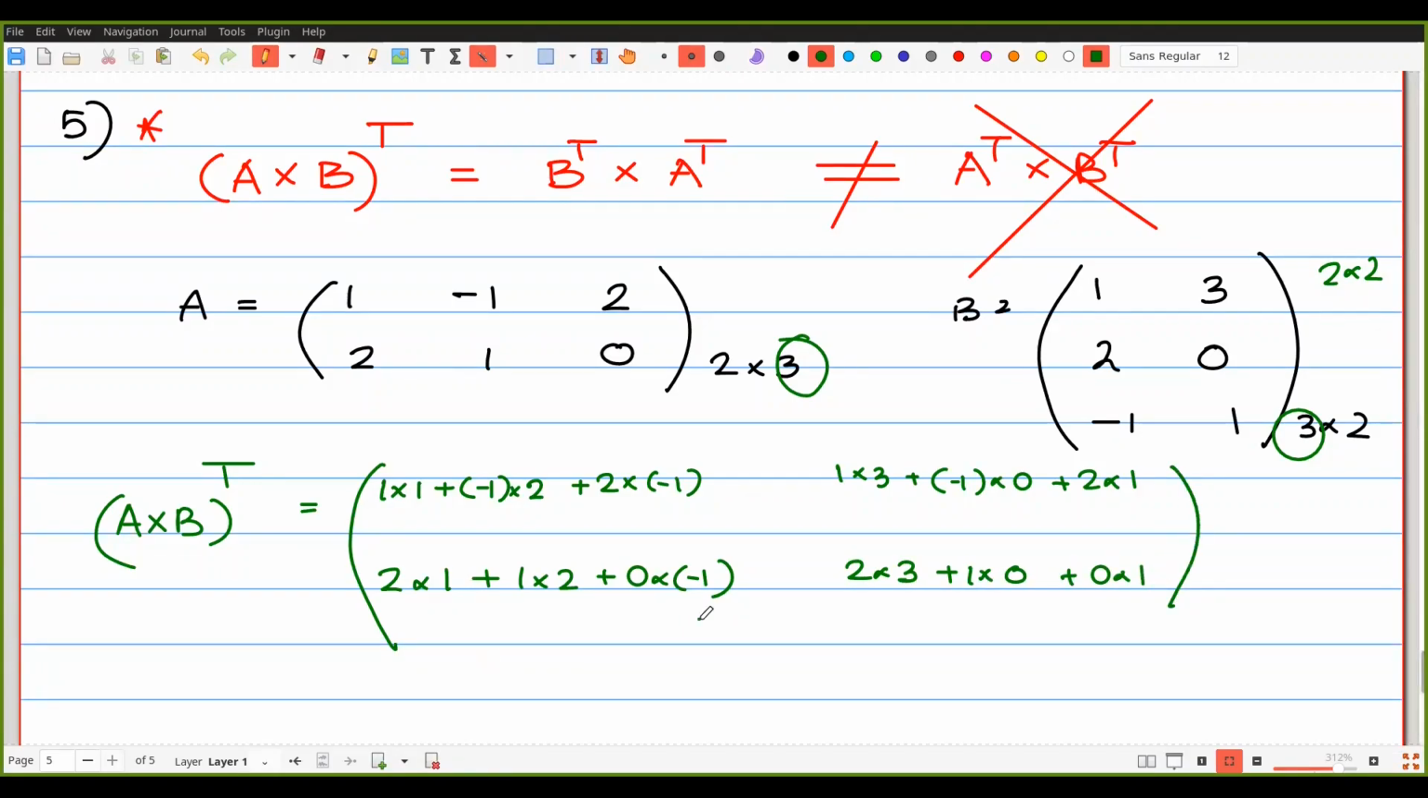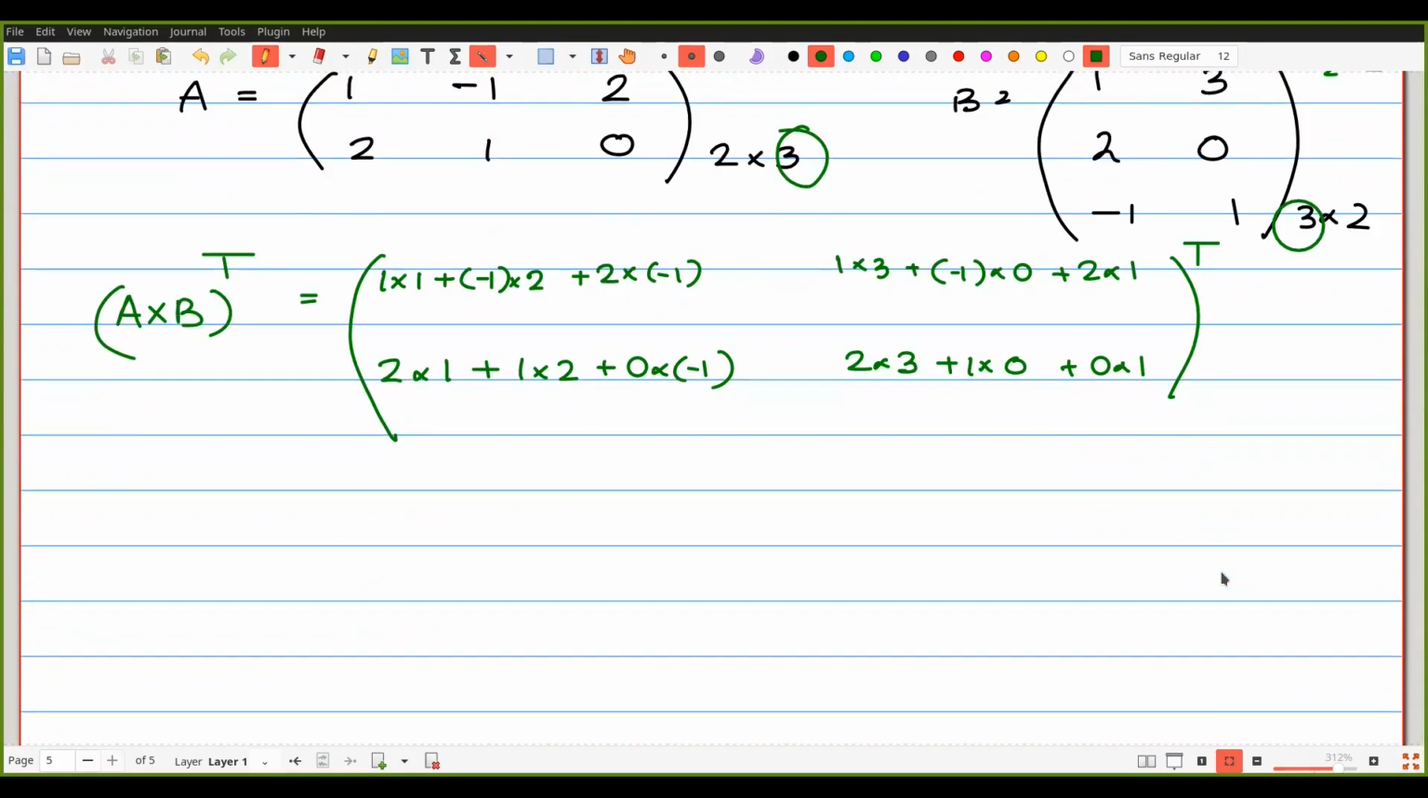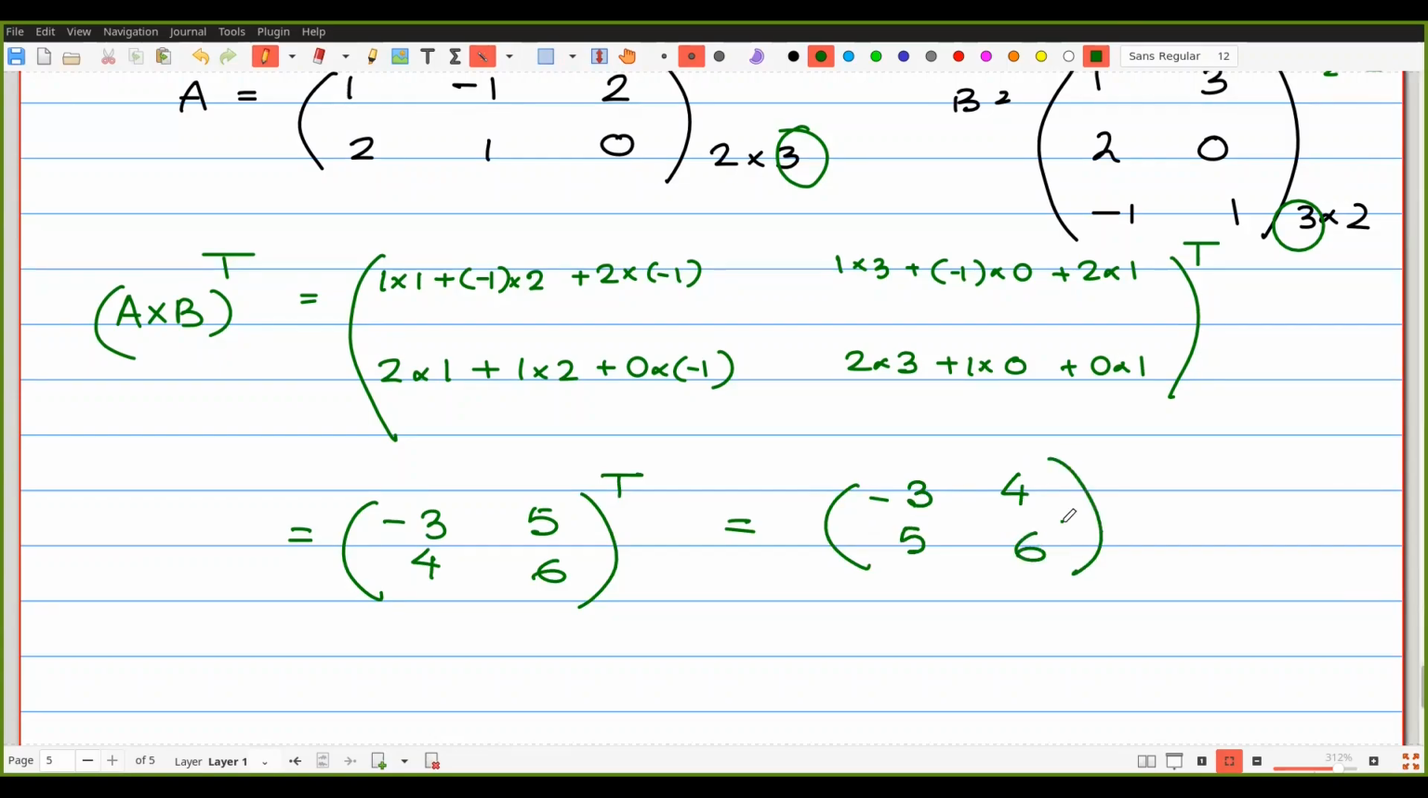Okay, and after that we should proceed with the transpose. So whatever we are getting here, that one is the minus 3, that one is the 5, that one is the 4, that one is the 6. Okay, and its transpose, that means we are getting minus 3, 4, 5, 6. Once again, that one means A cross B, its transpose.